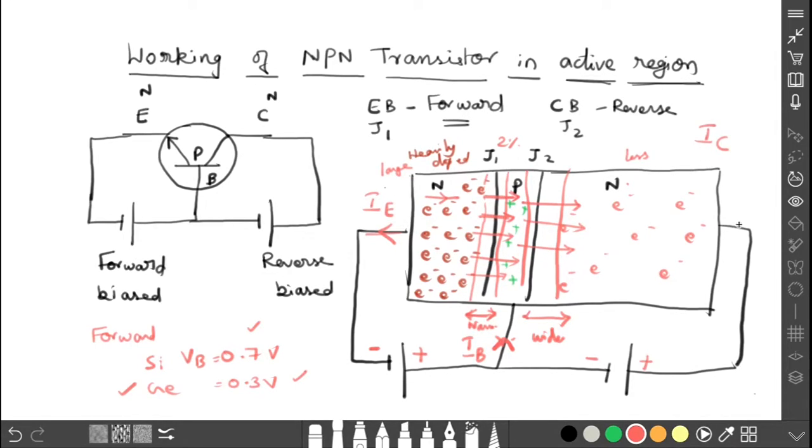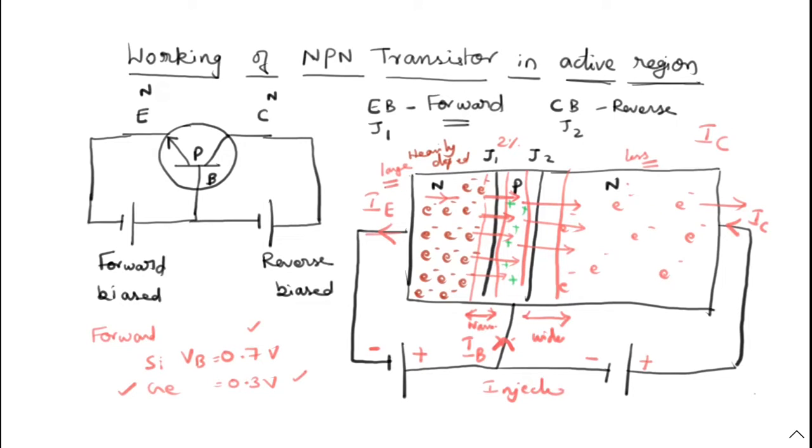The electrons are moving in this direction, so the collector current should be opposite to that. Due to diffusion, from the higher concentration to the lower concentration, the electrons diffuse through the base and then reach the collector part. This collector current is also known as the injected current.